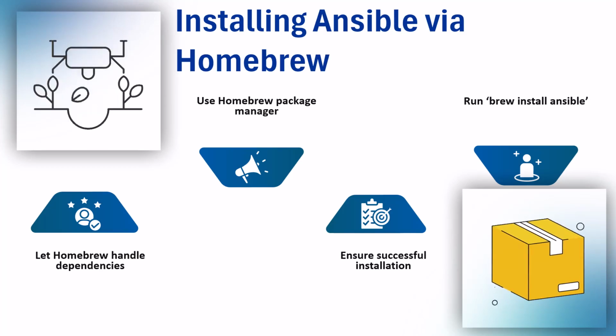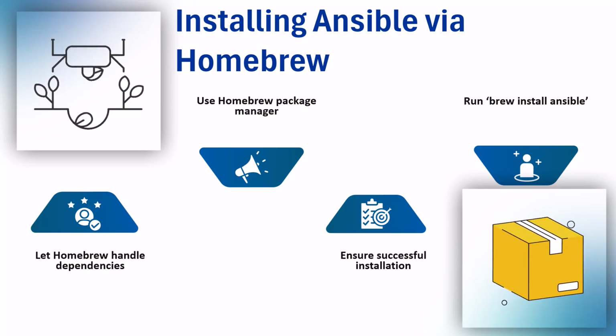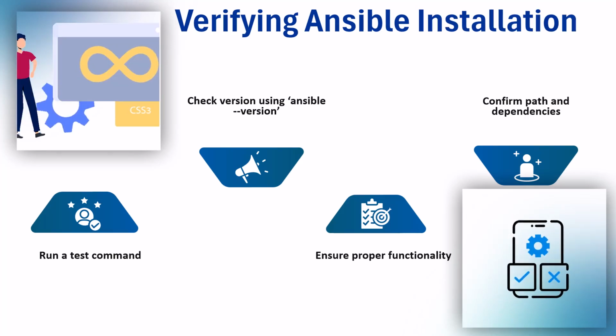Now comes the fun part, getting Ansible installed. Simply run brew install ansible and let Homebrew do its magic. It takes care of dependencies, so no manual juggling required. Once installed, make sure everything's in place before moving forward, because nothing's worse than an automation tool that refuses to automate. Time for a quick check.